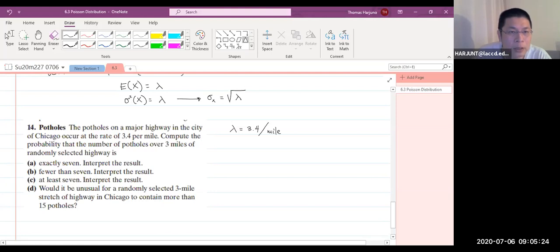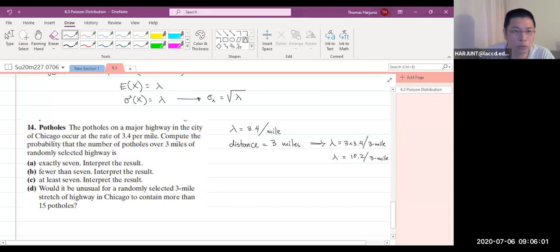Now compute the probability that the number of potholes over 3 miles. The distance, or the time previously, is now 3 miles, so I need to adjust my lambda to be 3 times that. Over a 3-mile distance, lambda is 10.2 potholes on average. I would like you to do part A, part B, part C, and of course part D also.